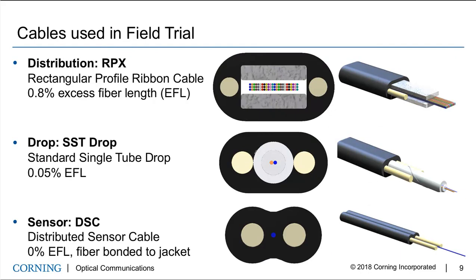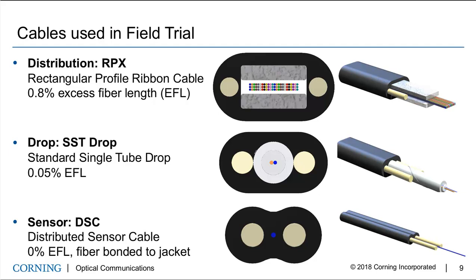In this test, we also used a couple of different kinds of cables. The connections from the distribution cable to customers were made with this SST drop cable in the middle. The primary cable was the rectangular profile ribbon cable, or the RPF cable, shown at the top. Both of these carry live network traffic, and both have a small amount of excess fiber length. That small amount of EFL allows the fiber to bend and flex inside the cable, and it buffers the fiber from the environmental stress. That way, even though the cable can experience strain, the fibers will be strain-free up to a point.